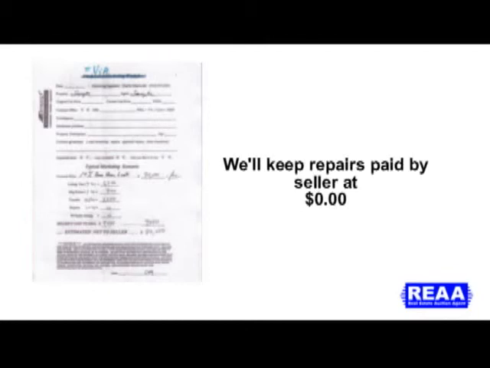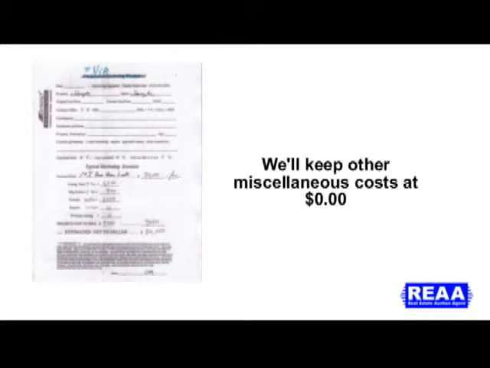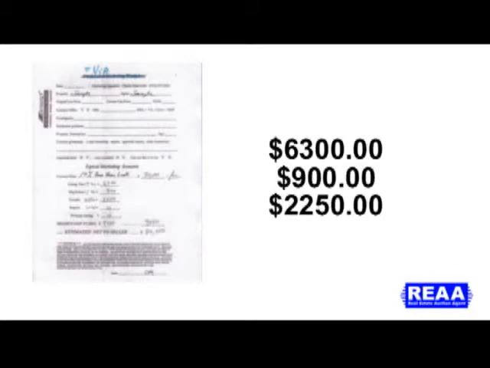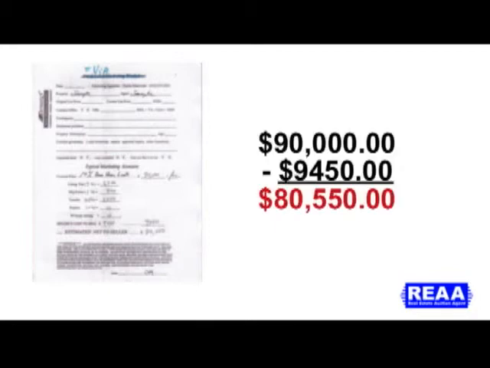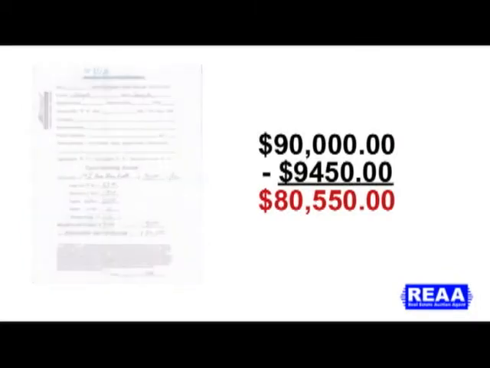We'll leave out repairs, but almost all traditional real estate contracts have a number for repairs. We'll say 0. And then generally they're paid by the buyer at closing as other miscellaneous costs. We'll say 0 in this case. So if you add up $6,300, $900, and $2,250, the seller's cost to sell is $9,450. Minus that from the $90,000, and the estimated net to the seller is about $80,550.